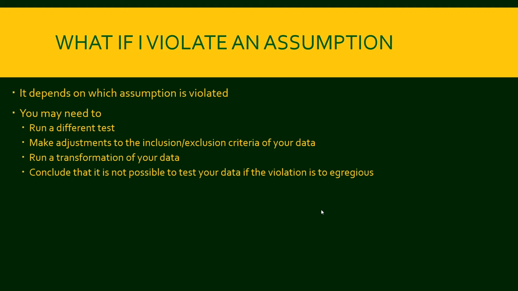which brings us to what happens if I violate an assumption. So for the single sample that we just saw, there are four different assumptions, and for each one of those assumptions, if you violate it, you still might be able to use that particular test, but you may need to do some work to the data in order to be able to make it work.